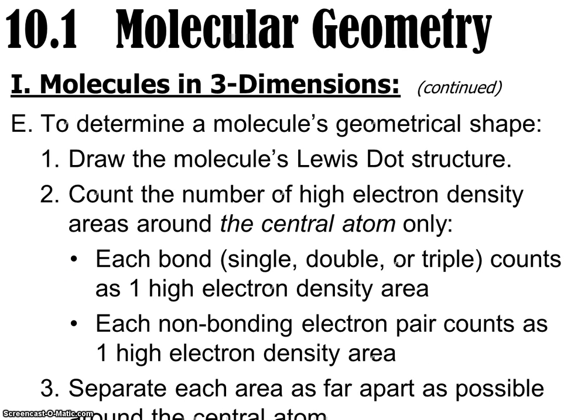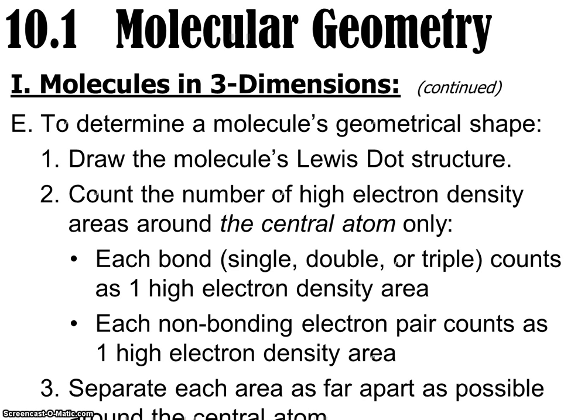So your job is going to be to determine the molecule's geometrical shape. First thing you're going to need to do is to draw the molecule's Lewis dot structure. If you need notes on that, please refer to the previous lecture. Secondly, you're going to count the number of high electron density areas around the central atom only. We're not going to count non-bonding electrons on the non-central atoms, so on the outside atoms, because they are not going to be determining whether the atom is a certain shape or not.